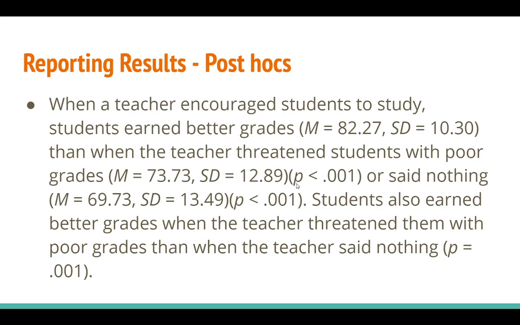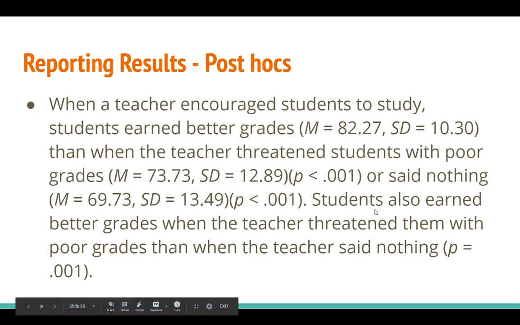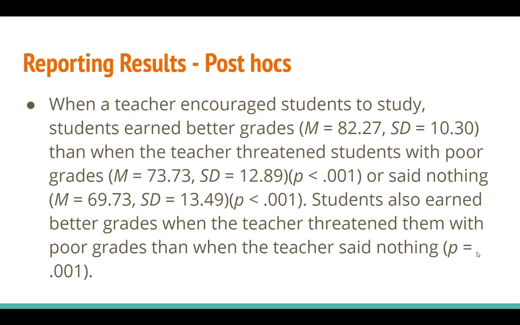So now we've compared 2 of our groups. We've compared encouragement to the control and to the threaten, and we've given the P's for those. Now we have to compare our last group, which says students also earned better grades when the teacher threatened them with poor grades than when the teacher said nothing. Okay, so we had 3 groups, we have 3 comparisons, we have to address each of those. So you should have 3 P's. Okay?